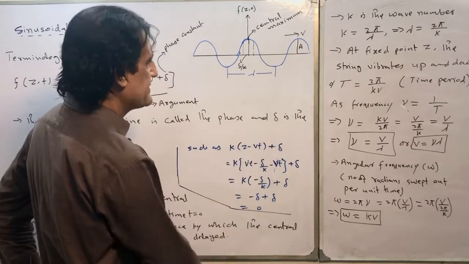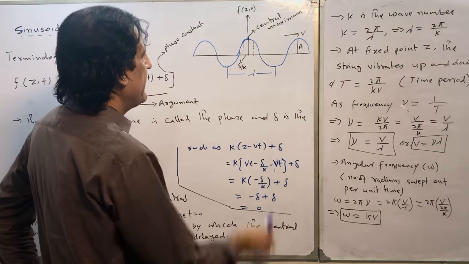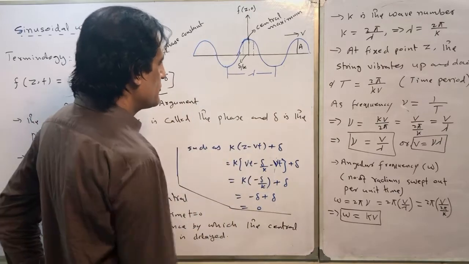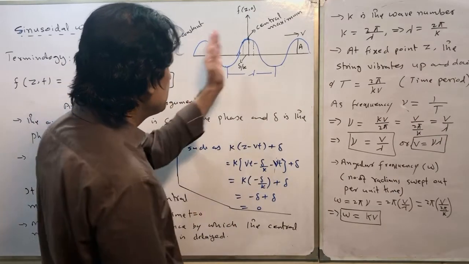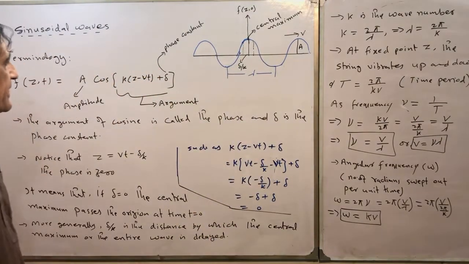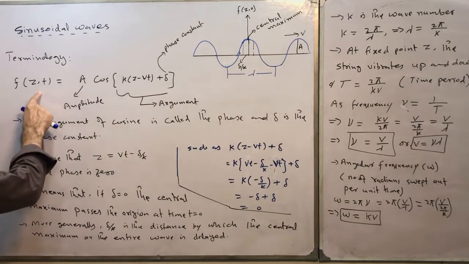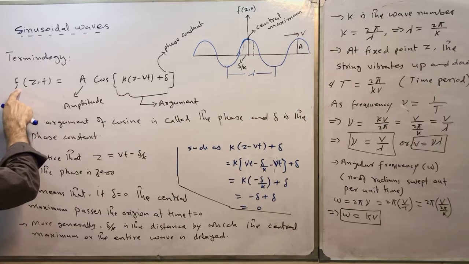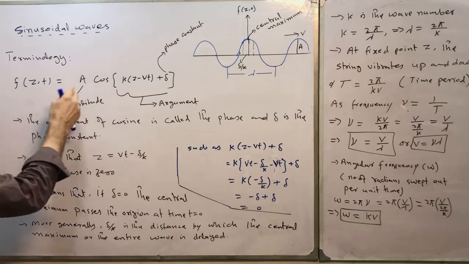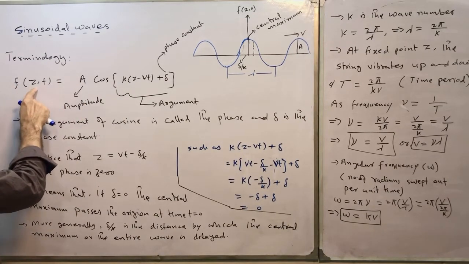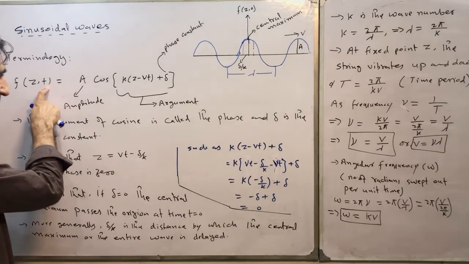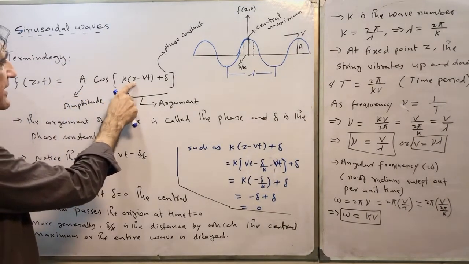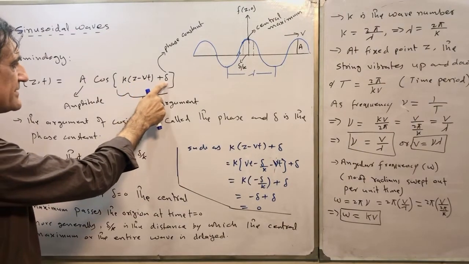This is known as the wavelength, and this is the central maximum, where at time t equal to 0 the wave function behaves like this. So mathematically, after some time t, this wave can be represented as f of z, t, which may be written as A cosine of k(z minus vt) plus delta.